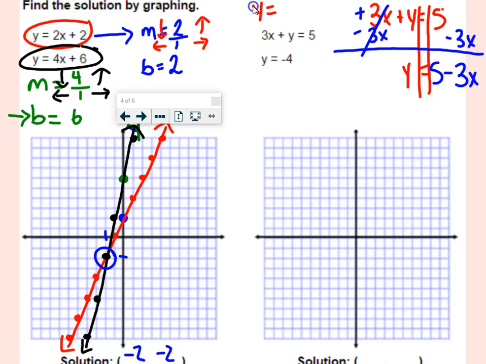Now we can identify our slope and our y-intercept. Remember, slope is always next to the x, so our slope is actually this negative 3, and our y-intercept is 5.